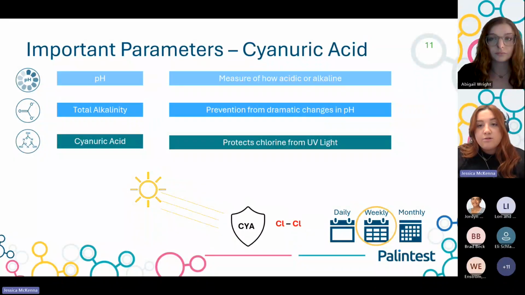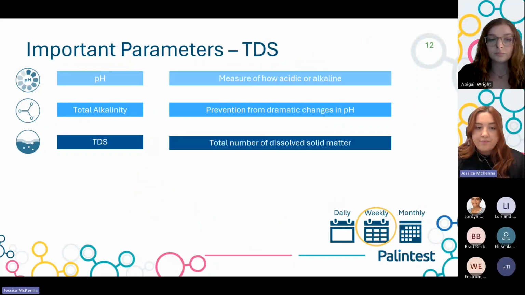Cyanuric acid, also referred to as stabilizer, is normally associated with outdoor pools. Chlorine molecules are quickly degraded by UV light, and maintaining a residual becomes difficult. So cyanuric acid provides a shield around the chlorine molecules, which enables them to continue with their disinfection activities. It's recommended that levels should be below 200 ppm, ideally between 25 to 50. Cyanuric acid should also be measured weekly as a minimum.